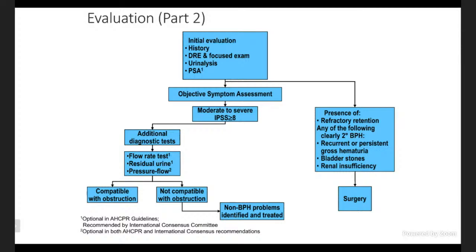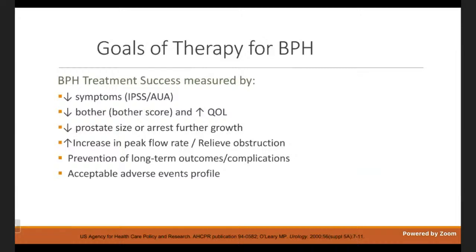But in this evaluation, it is very important to rule out other causes of prostatic enlargement and other causes of urinary tract symptoms, like urethral stricture disease and neurological disease. All these things should be ruled out while evaluating patients with benign prostatic hyperplasia.